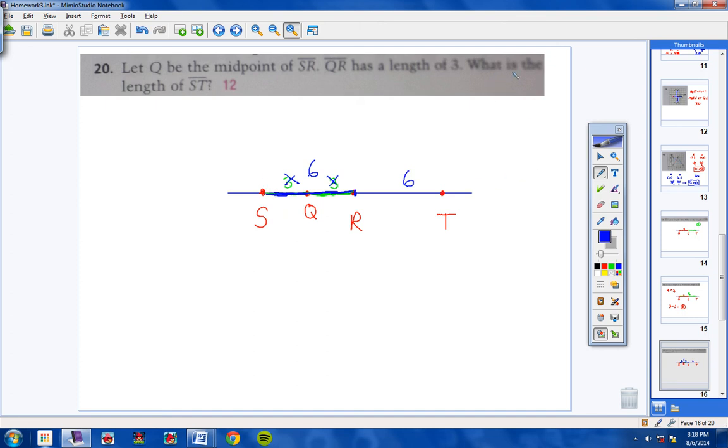Now that we've filled all that in, let's see what they're looking for. What is the length of ST? So they want the entire length of this segment from S all the way over to T. Well, SR is 6 and RT is 6, so ST would very simply be 12. Not too difficult, students. Really, it's not, okay, if you think it through.